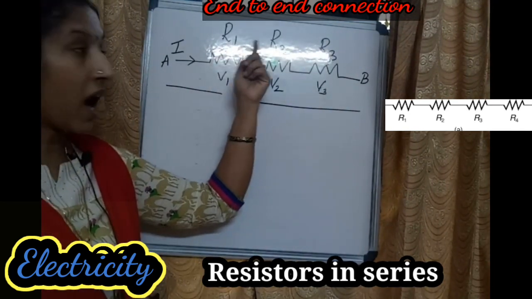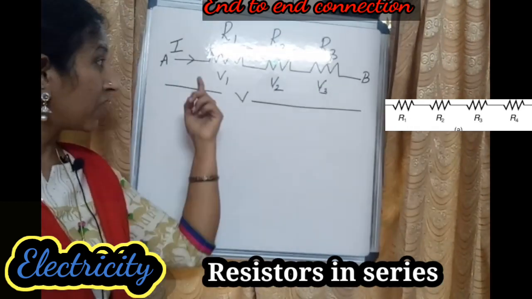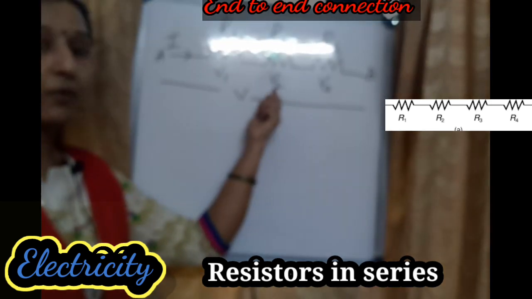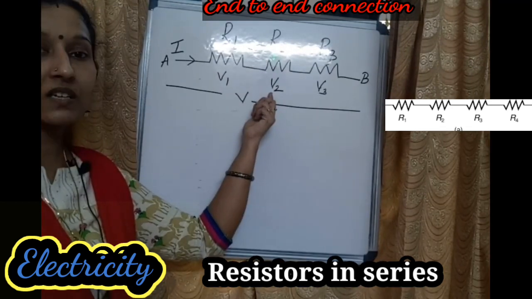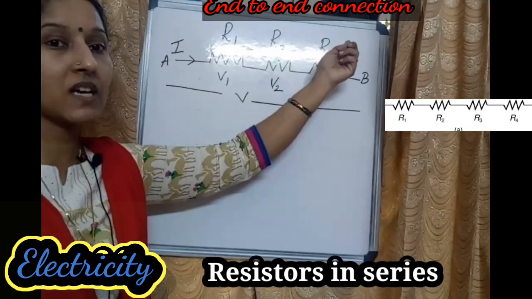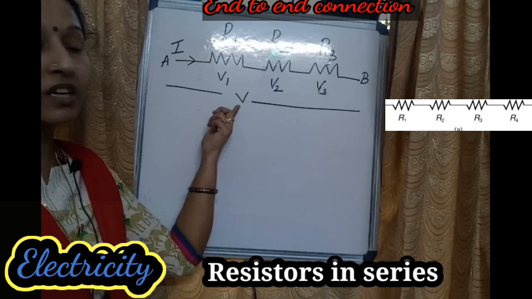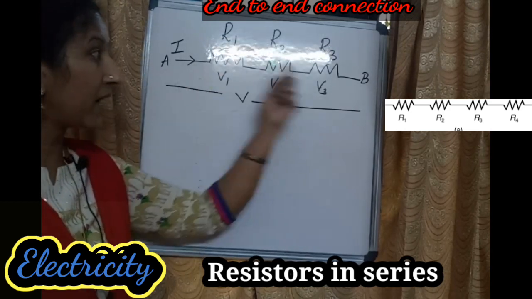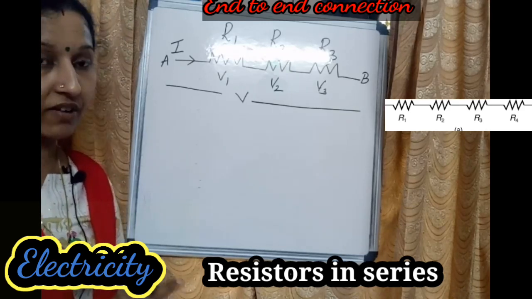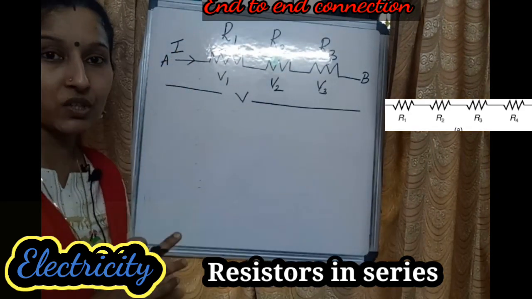So R1, R2 and R3 are the resistors connected in series. V1 is the potential difference across the resistor R1, V2 is the potential difference across the resistor R2 and V3 is the potential difference across the resistor R3, and V is the potential difference across A and B, or total potential difference. V is the total potential difference and I is the current that flows through the resistors.